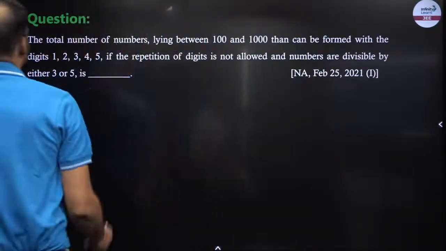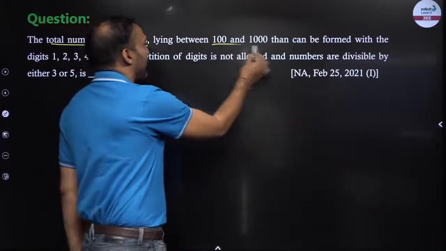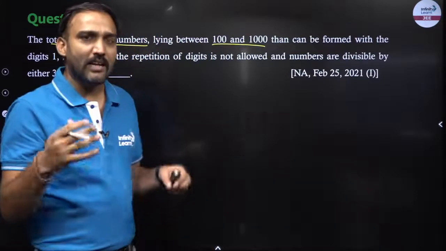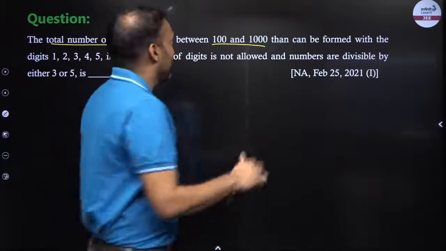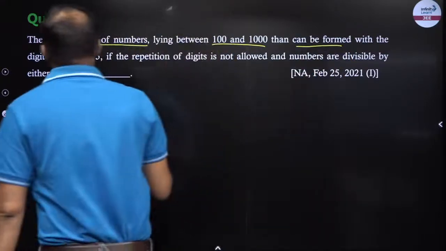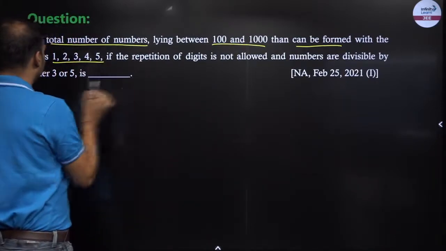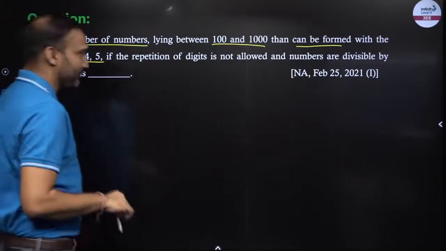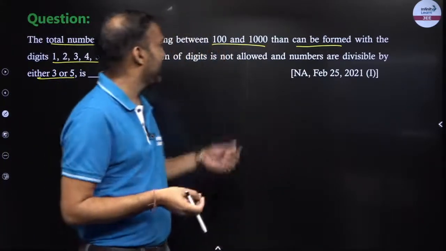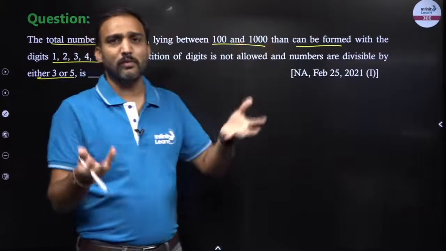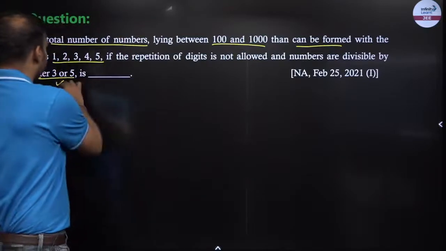What is the next example? It says the total number of numbers lying between 100 to 1000. The moment I read 100 to 1000, it clicks in my mind that it's going to be a 3-digit number only, that can be formed with the digits 1, 2, 3, 4, 5. Repetition is not allowed. Numbers are divisible by either 3 or 5. So I have to find out how many 3-digit numbers there are between 100 and 1000 which are divisible by either 3 or 5.